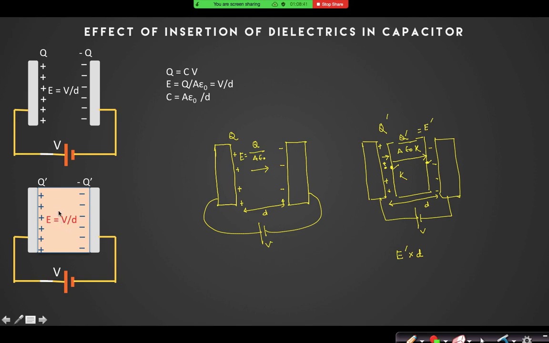So, what is the potential difference between the two ends of the dielectric plate? It is also E prime into D. So, can I say that E prime into D is also V or not? Yes, sir. And in the earlier case also, E into D was V or not? Yes, sir. So can I say that E prime is also V by D? Yes, that you need to understand.